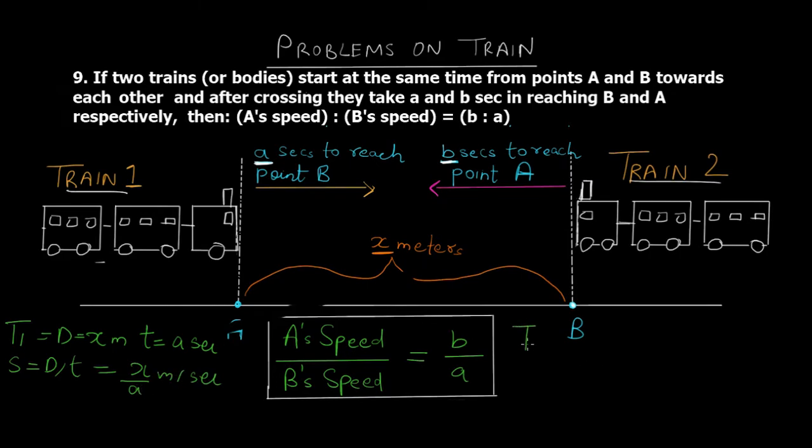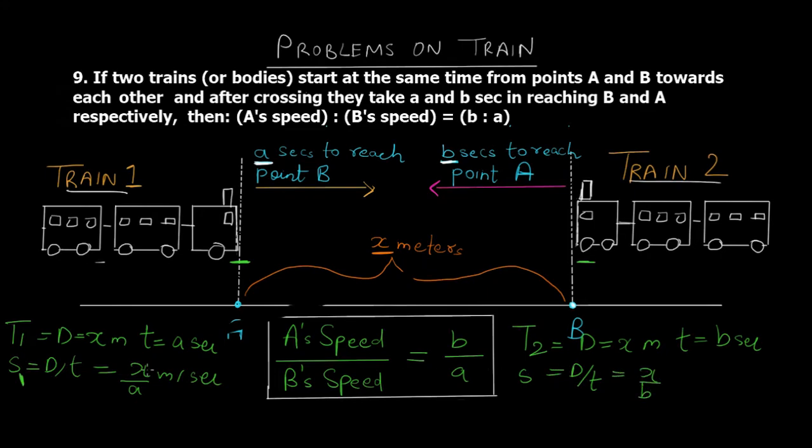Similarly for train T2, we know the distance again has to be x meters, because train T2 starts from here and will stop till here, so it is going to cover x meters only. So we have x meters and the time it takes is going to be b seconds. They have said that b seconds to reach point A.